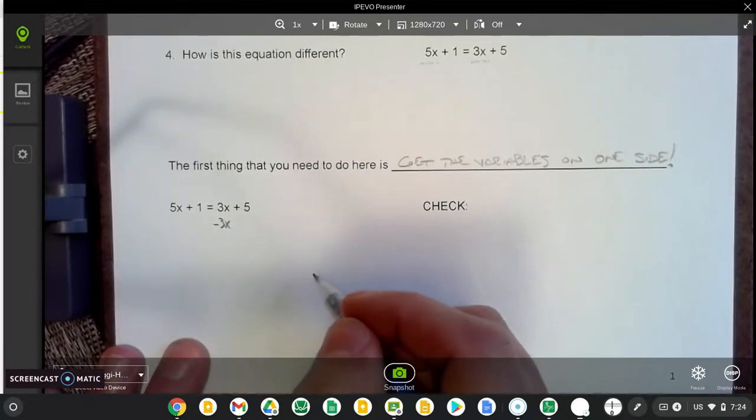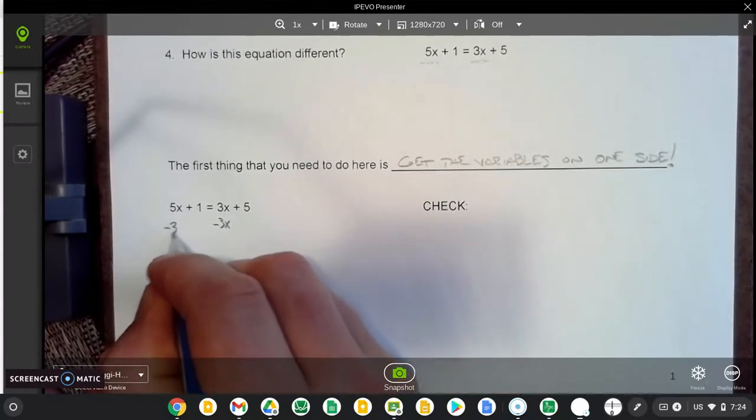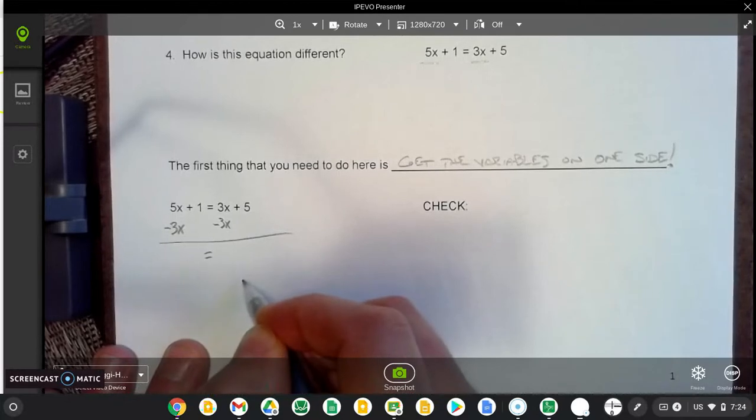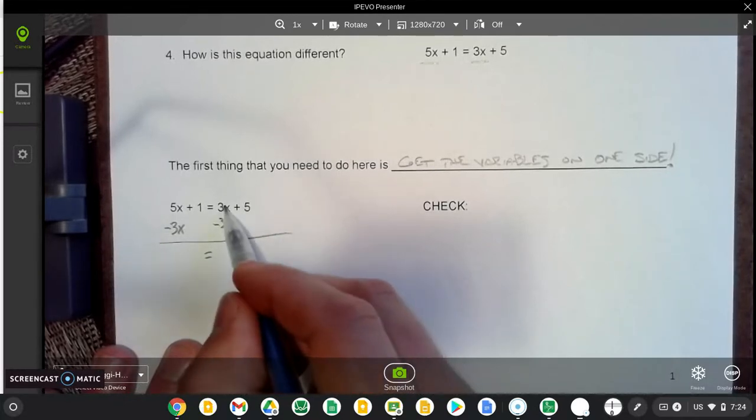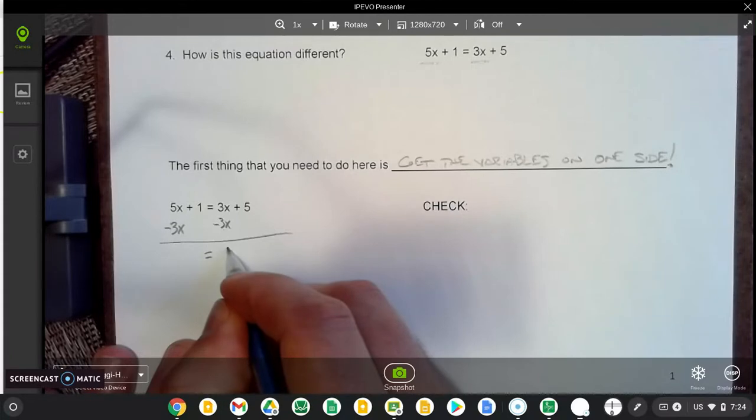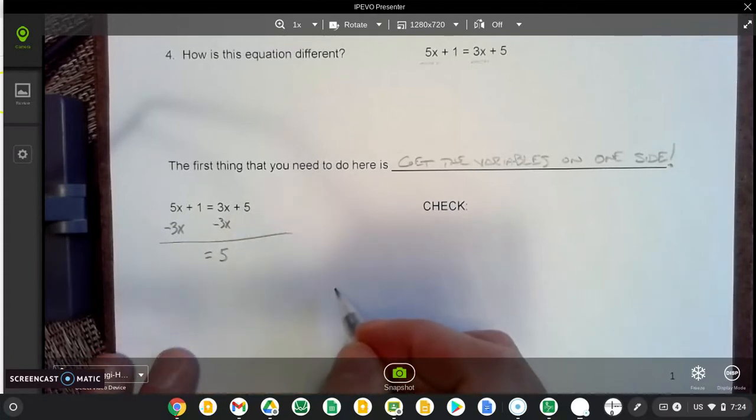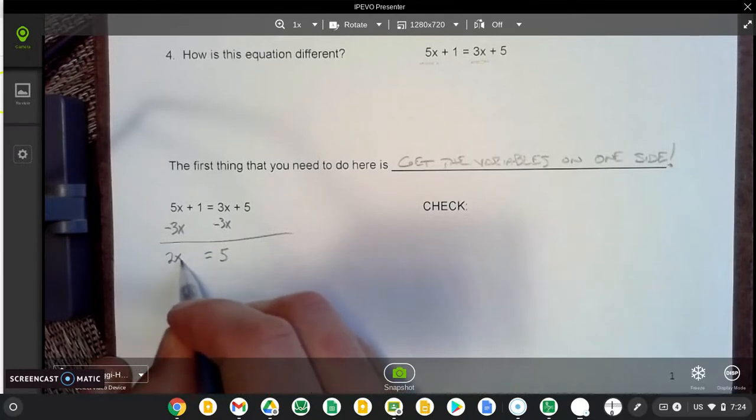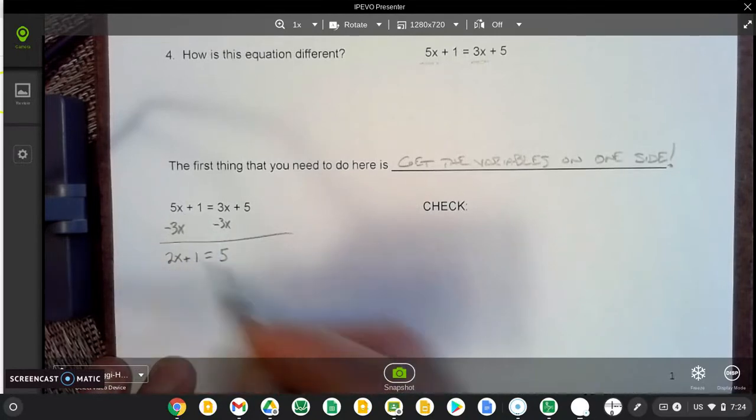And remember, with an equation, whatever you do on one side, you're going to do the same thing on the other side. So I'm going to subtract 3x from the 5x as well. Bring your equal sign straight down. On the right-hand side, 3x minus 3x is 0, so the only thing that's there is this positive 5. On the left-hand side, 5x minus 3x is 2x, and I still have this positive 1.